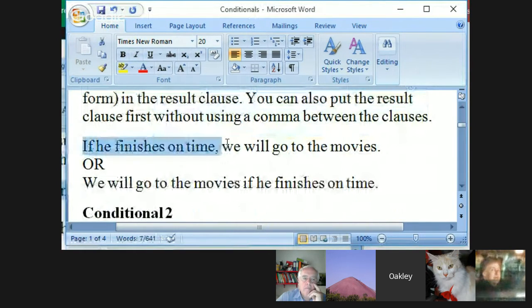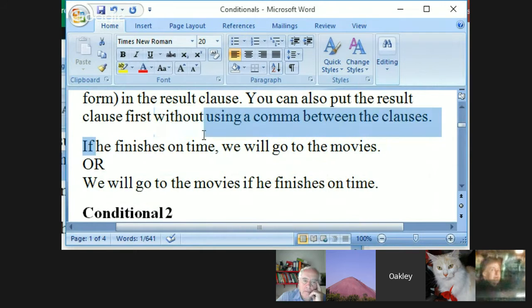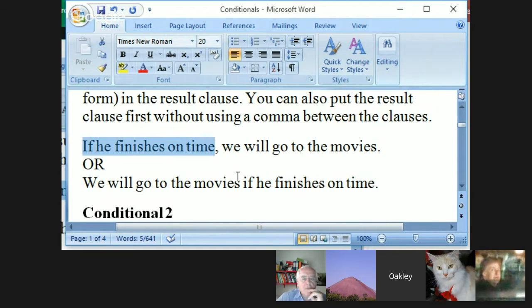If he finishes on time, we will go to the movies. We will go to the movies if he finishes on time. The only difference in written English, you need to have a comma if you have a subordinate clause or dependent clause first. There is no difference whatsoever in meaning of these two sentences here. Okay, so that's the first conditional.